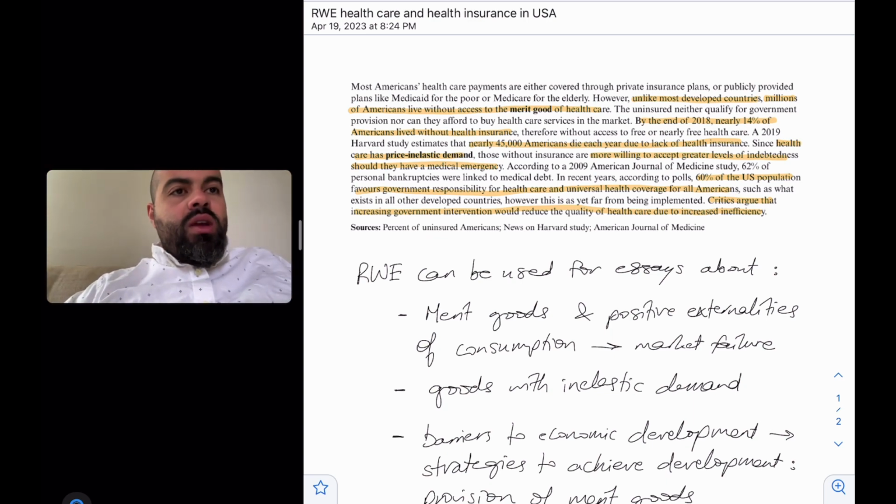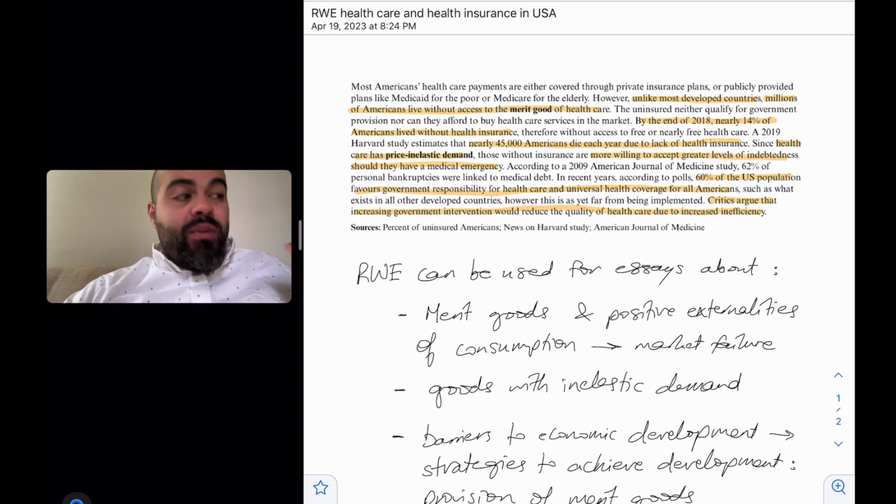So most Americans' healthcare payments are either covered through private insurance plans from private insurance companies or publicly provided plans like Medicaid for the poor or Medicare for the elderly. However, unlike most developed countries, so other MEDCs, millions of Americans live without access to the merit good of healthcare. Those who are uninsured neither qualify for government provision nor can they afford to buy healthcare services in the market. By the end of 2018, nearly 14% of Americans lived without health insurance.